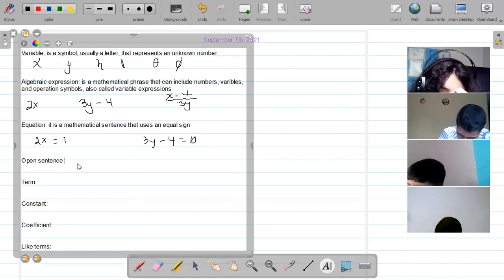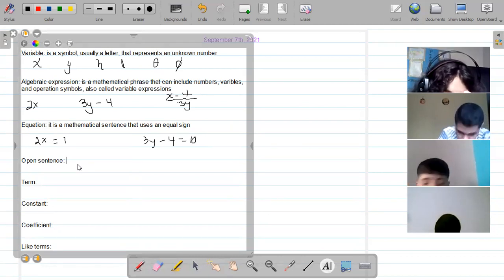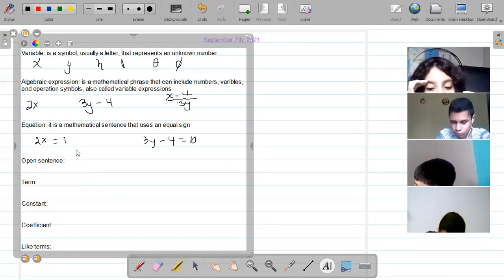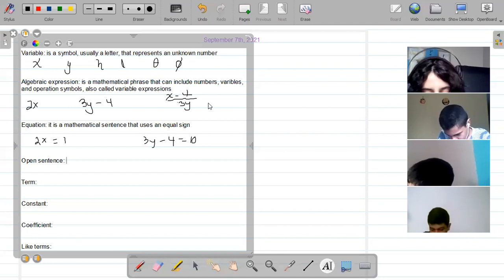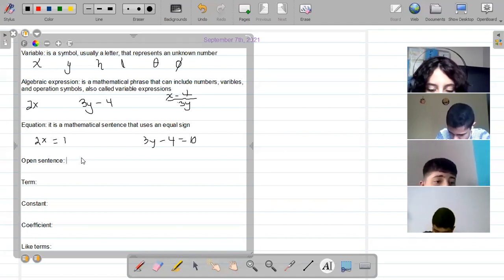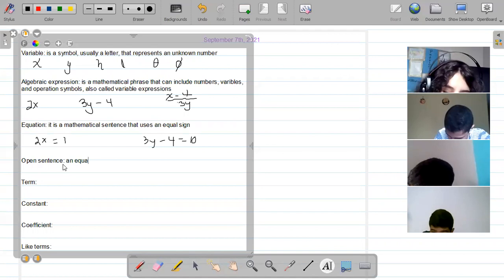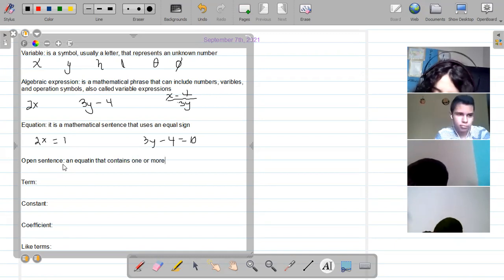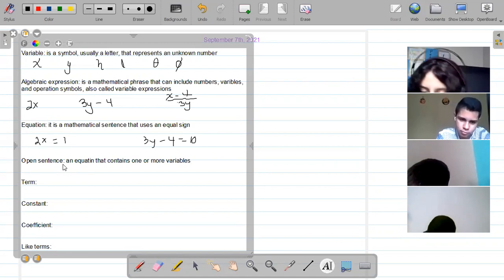Now, what's an open sentence? An equation that contains more than one variable. Okay, Dixana, thank you. Okay, one or more variables. That's an open sentence, okay? So an open sentence is an equation that contains one or more variables, okay?